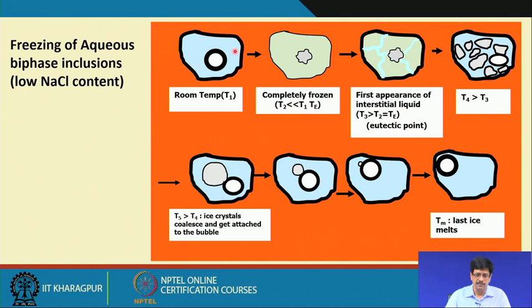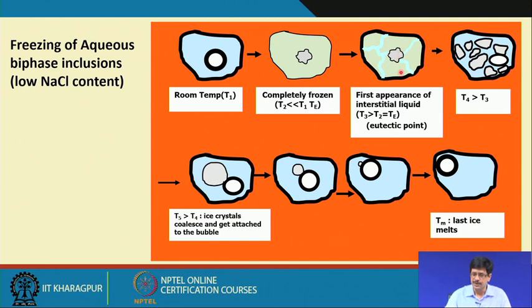So, this is our original room temperature aqueous biphase inclusion, this is the liquid, this is vapor, and now this corresponds to the temperature of freezing, the Tf, which is after a substantial supercooling, and the inclusion will be completely frozen. Remember from our basic unary water phase diagram that water has the unique property of increasing in volume on solidification. So, this liquid on solidifying will undergo expansion, that will cause the vapor to shrink in its volume, because vapor is compressible. So, the vapor bubble will shrink and become deformed.